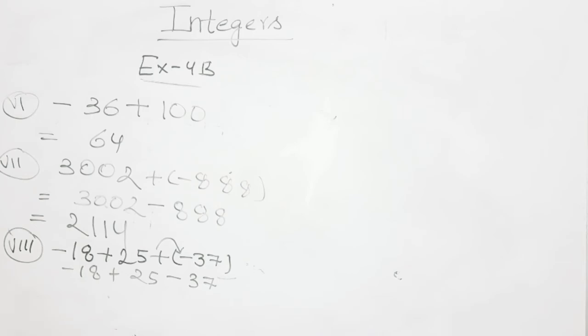So what you have to do? -18 plus 25. See, 1 positive 1 negative. So it is addition, right? As per the BODMAS rule we will do the addition first. 1 positive 1 negative and the greatest number has a positive sign. So here you will get 7, because 25 minus 18 is 7, then -37. Now again 1 negative 1 positive, we have to do the subtraction and give the sign of the greatest number. So 7 minus 37 is -30. Is it clear now?